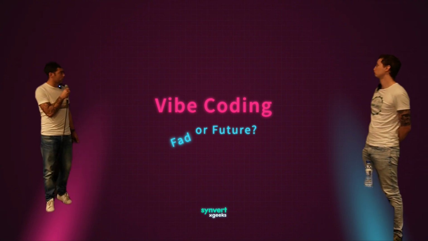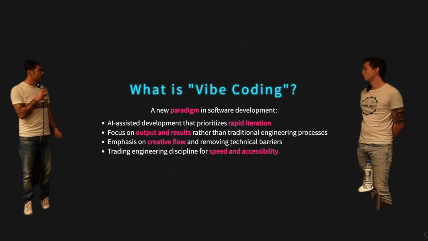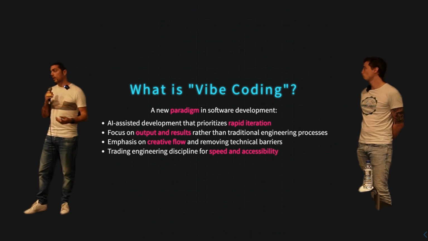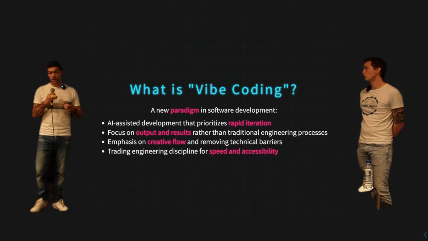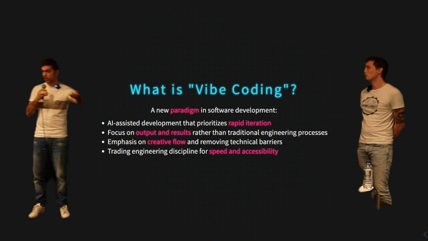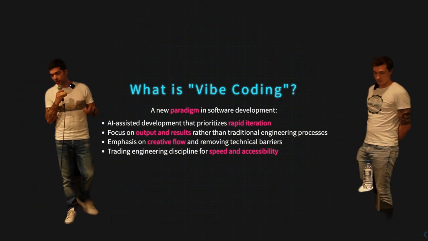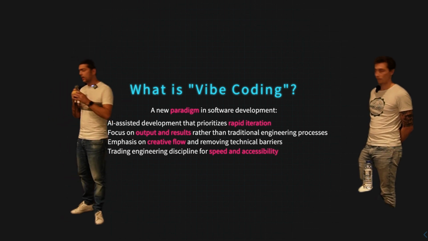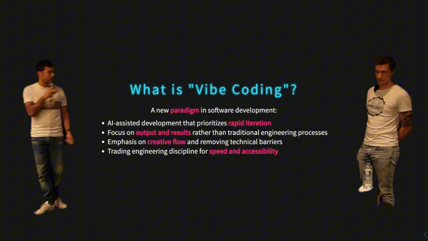So what is vibe coding? Vibe coding is a new paradigm in software development. It's an approach that leverages the use of AI instead of the traditional engineering structure development. It focuses on results and outputs, and as I said, it kind of shifts a little bit away from the traditional way of developing software.